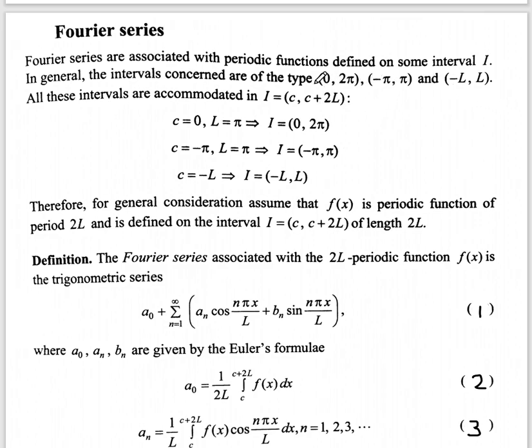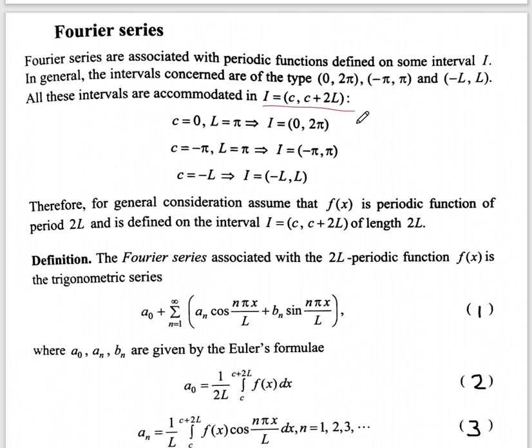So these are the boundary points, or we can say the interval. All these intervals are accommodated in I. I means interval, I is c comma c plus 2l. This is the general form of the interval, c to c plus 2l, and 2l is the period.